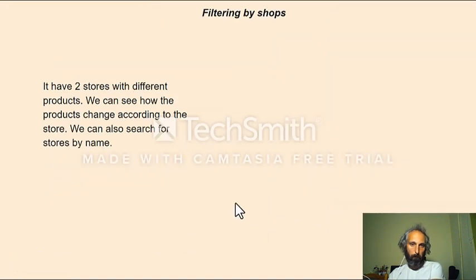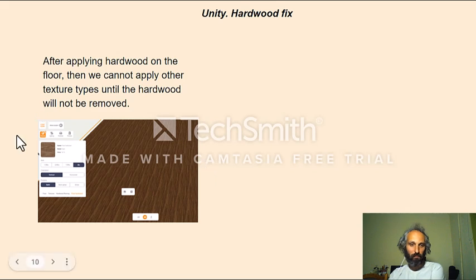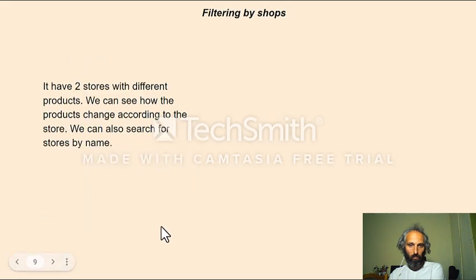Okay, about also about filtering by shops. Oh, we can see video. Sad, but okay. You can see all this video in our presentation. I give you link. So now we have two stores with different products, and on video you can see how products change according to the store, and also how I search for stores by name.